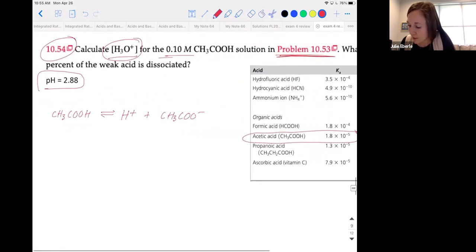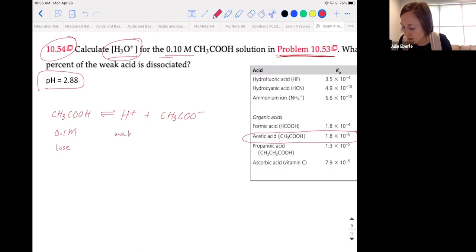Okay, so here's what we know. We're told that we have 0.1 molar of our acid initially. That represents the whole concentration of the acid. Before any of it dissociates, it's a 0.1 molar solution. But then some of it dissociates. So we lose some of this and we make some of this and some of this.